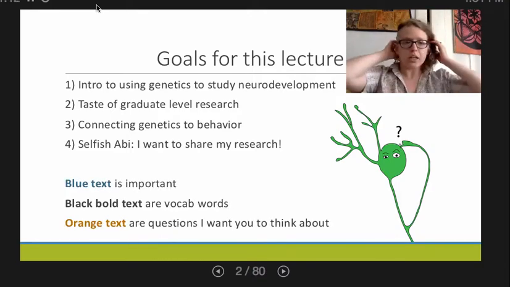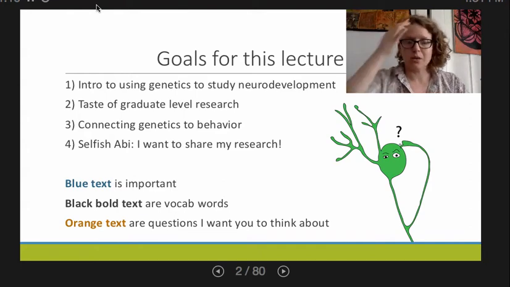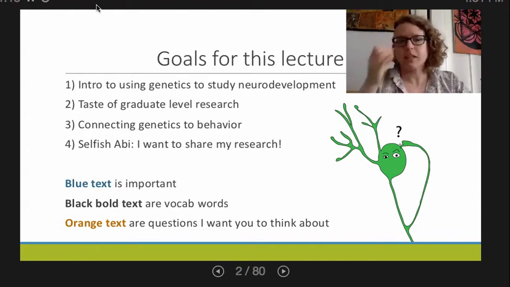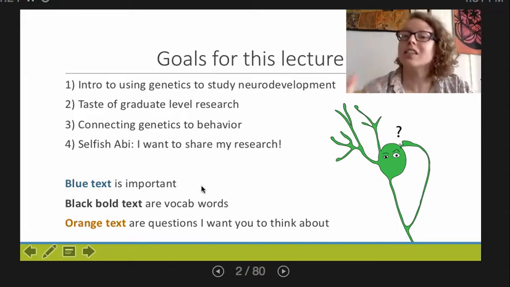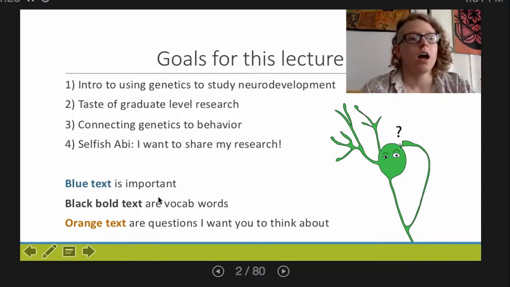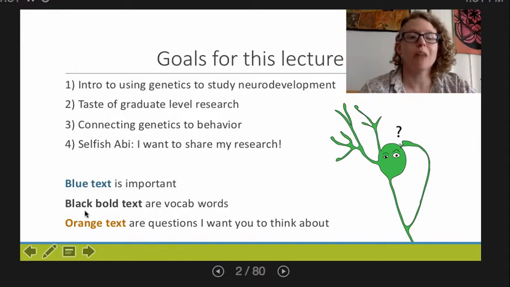So as you read, you'll notice that there are colors. I color code a lot of my words in general, but the things that I want you to keep an eye out for are this blue text, which is just important concepts to be aware of, just to help you kind of skim these slides. There's also black bolded text, which are vocab words.